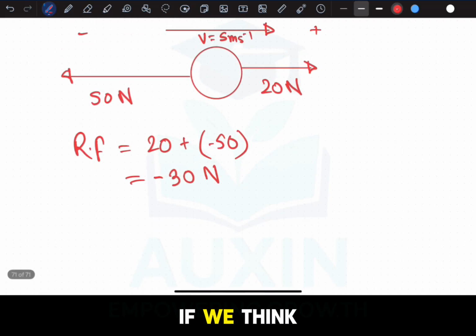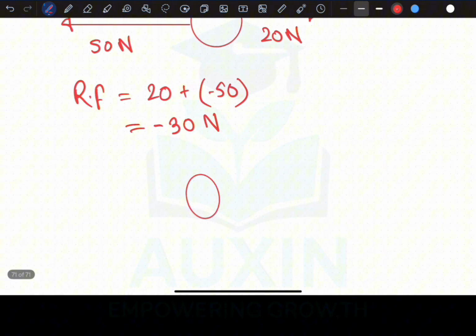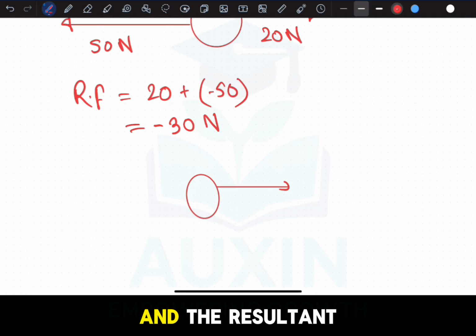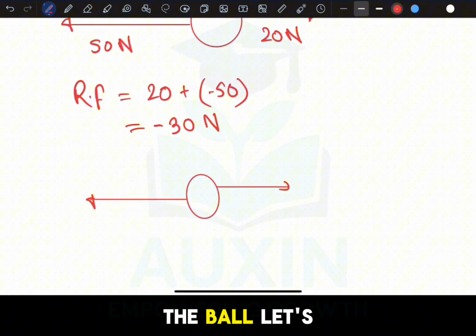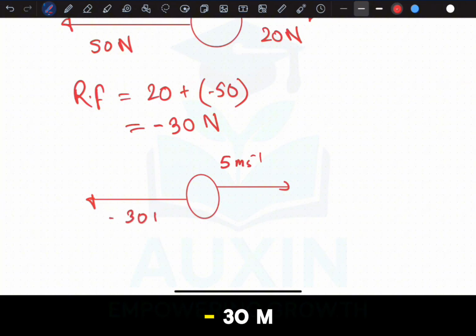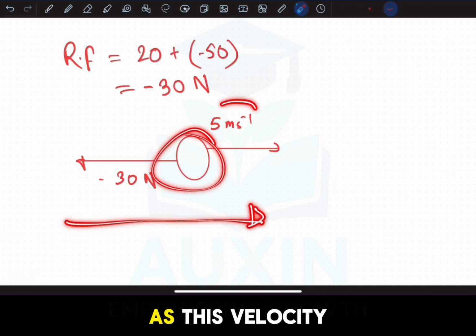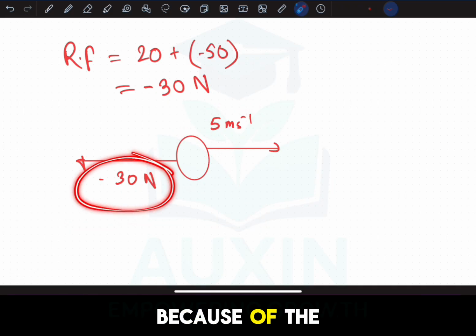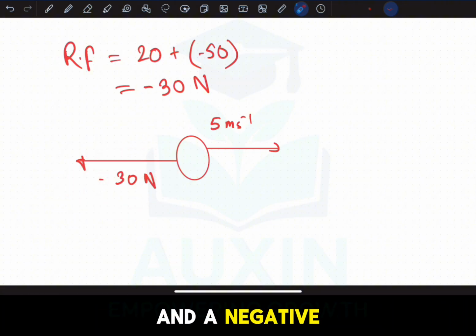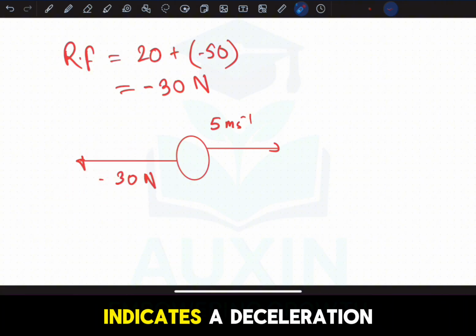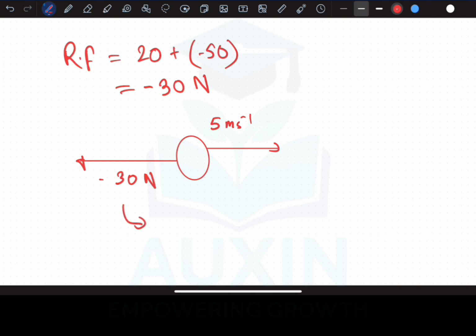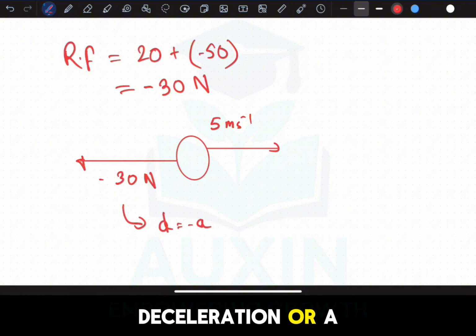If we think of it like that, the ball is moving in this direction and the resultant force is acting in this direction. Let's say the ball is moving with 5 meters per second and the resultant force is minus 30 Newton. So the ball will eventually come to rest as its velocity will decrease because of the negative resultant force. And a negative resultant force or unbalanced force indicates a deceleration or a negative acceleration.